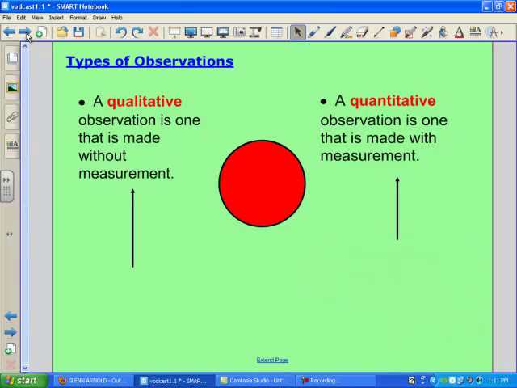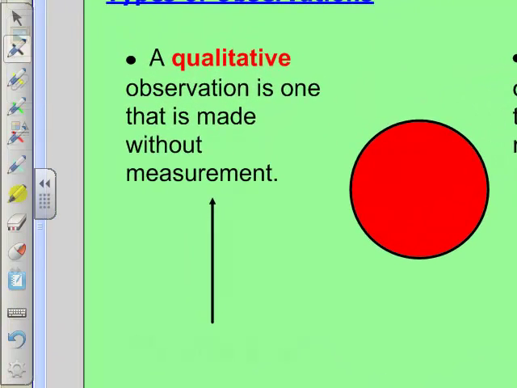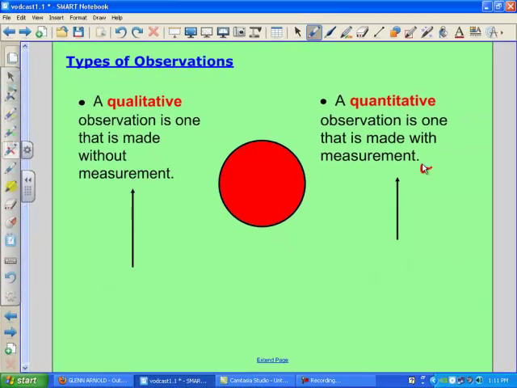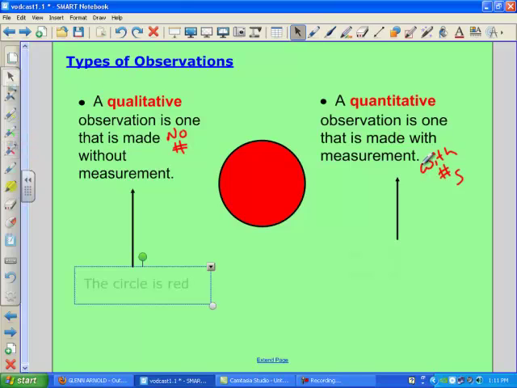So we're going to start off talking a little bit about types of scientific observations. The first thing is that there are qualitative observations, which is basically an observation that you make without a measurement. If you're observing things and you note, say, the color or the shape, that's a qualitative measurement. We can also do a quantitative measurement, which is one that you're taking with a measurement. The easy way to discern between these two is that quantitative means with numbers, qualitative means without numbers.